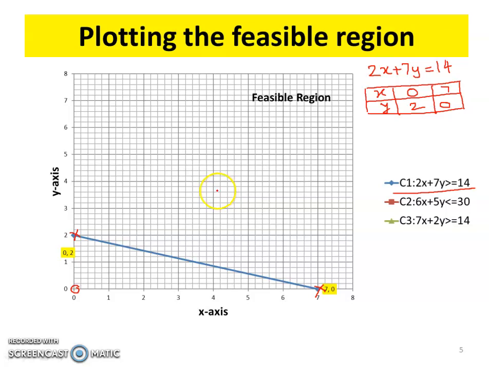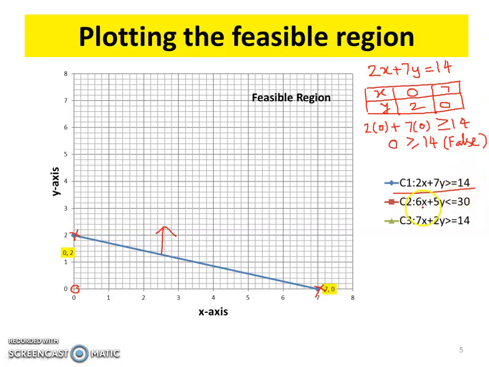Now we have to decide which part of the plane is represented by this inequality. Suppose in place of x and y we substitute 0, then 0 is greater than or equal to 14, which is false. It means that the portion of the plane represented by this inequality does not contain the origin, and we denote it by this arrow. So the upper part of this blue line will represent the inequality 2x plus 7y greater than or equal to 14.